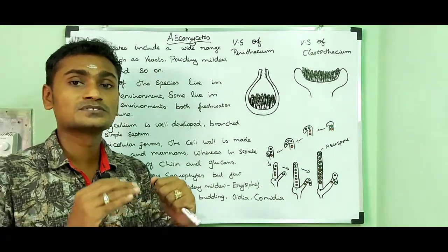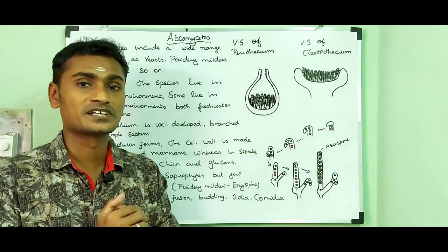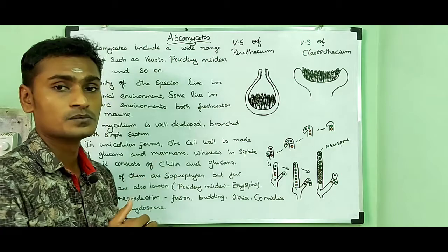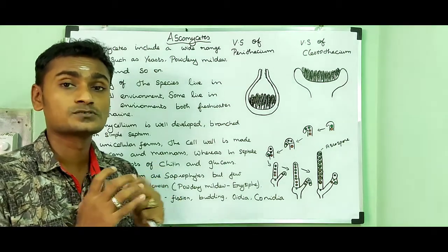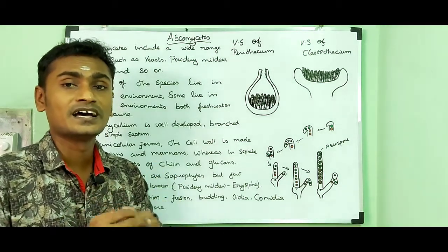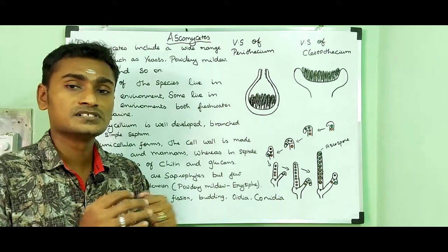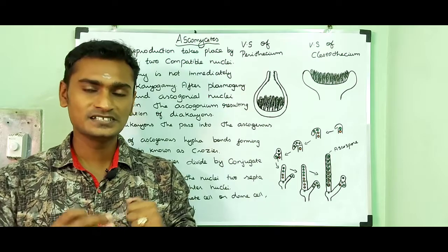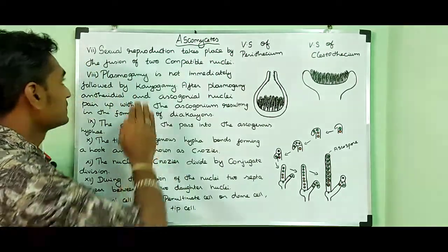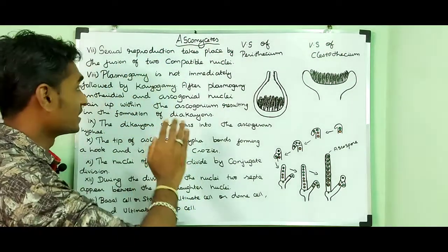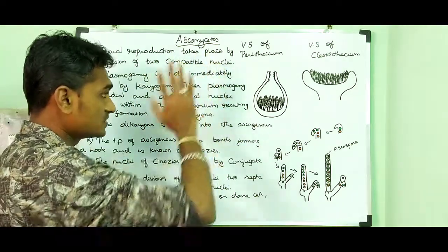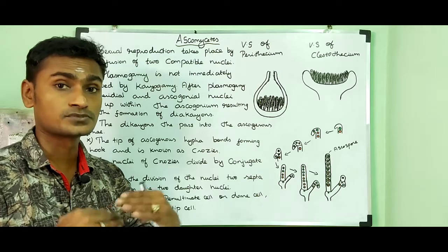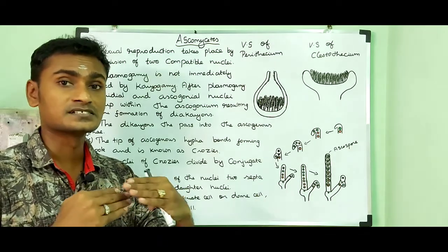Then I am going to tell about sexual reproduction, how sexual reproduction takes place in Ascomycetes, and how the ascospores are produced inside the ascus or ascogenous hyphae. Let us talk about sexual reproduction in Ascomycetes. Sexual reproduction takes place by the fusion of two compatible nuclei. Now I am going to explain the sexual reproduction process in Ascomycetes step by step.